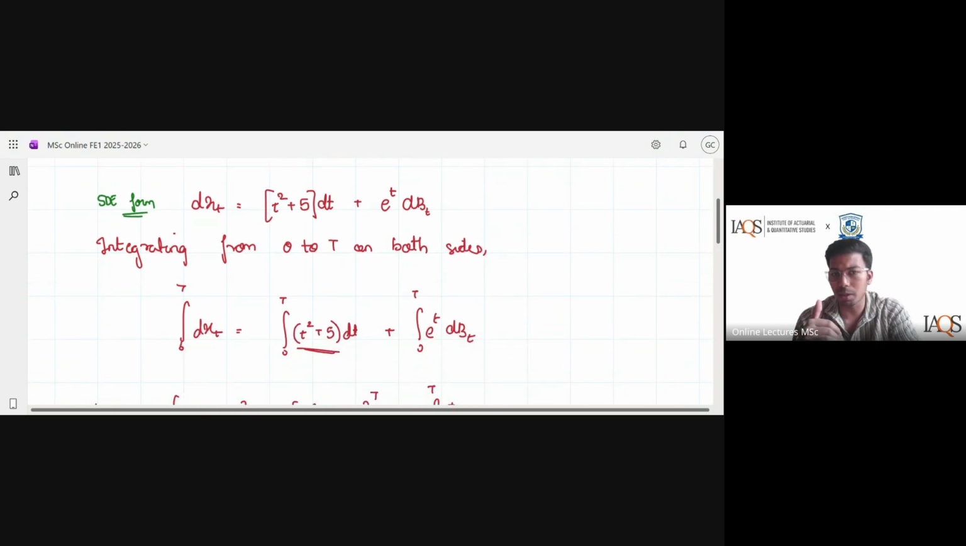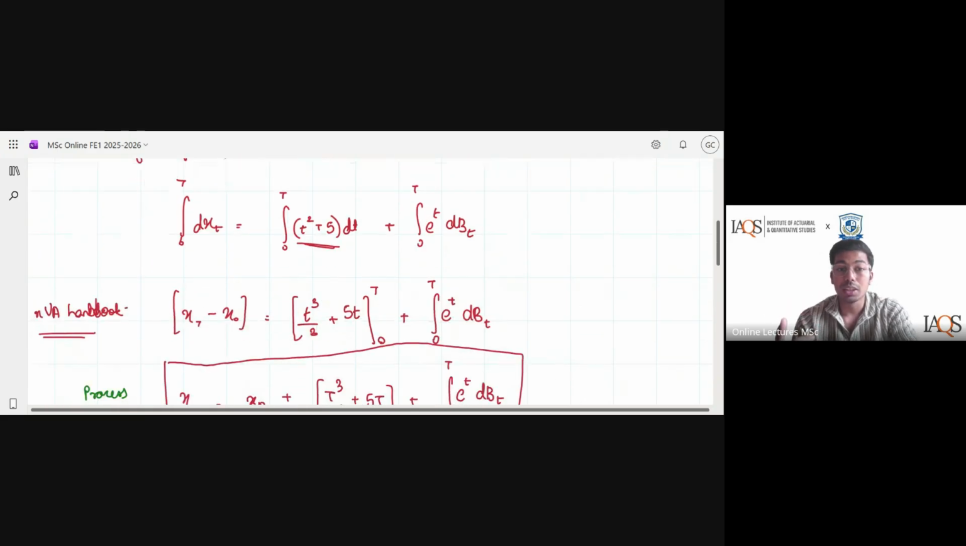So I'm integrating my HDE on both sides from 0 to t. This is integral of 1 dXt, hence I can directly take this as Xt. Now this is integral of t with respect to dt, so I can easily solve this using my traditional calculus. So I know, t cube by 3 plus 5t. But over here, my integrals are on time. My limits are on time. My integration variable over here is time, but I'm integrating with respect to my standard Brownian motion.